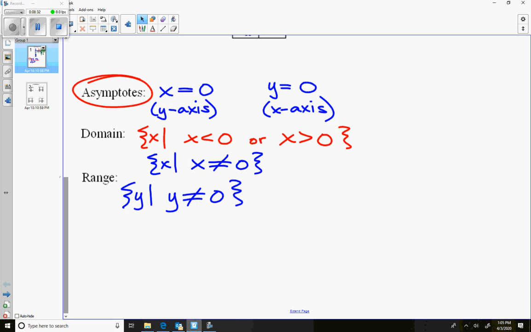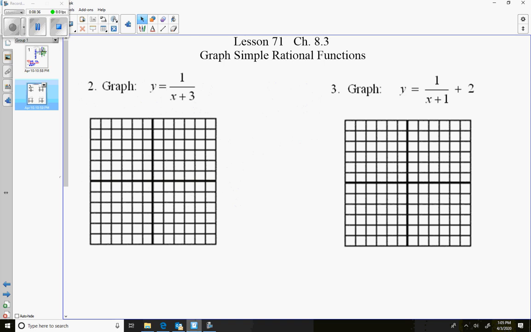Alrighty, now with all that being said, let's flip the page, and now it's a quick sketch quiz. So number 2, y equals 1 over x plus 3. You should recognize that this is in the form of y equals 1 over x, so it's a rational function. What does the plus 3 do to the graph?